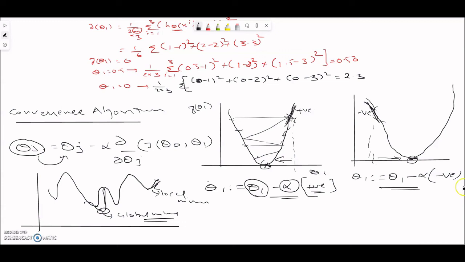How does this convergence algorithm work? This equation will be repeated until convergence. Repeat until convergence. Convergence means where it will take the minimal value. So this is about the convergence algorithm. We'll discuss more in our next video.